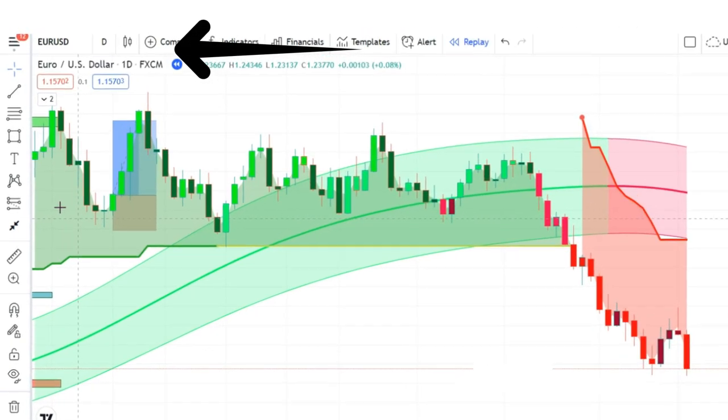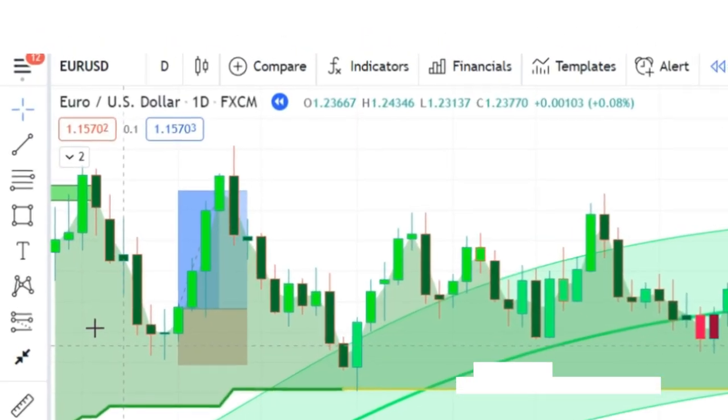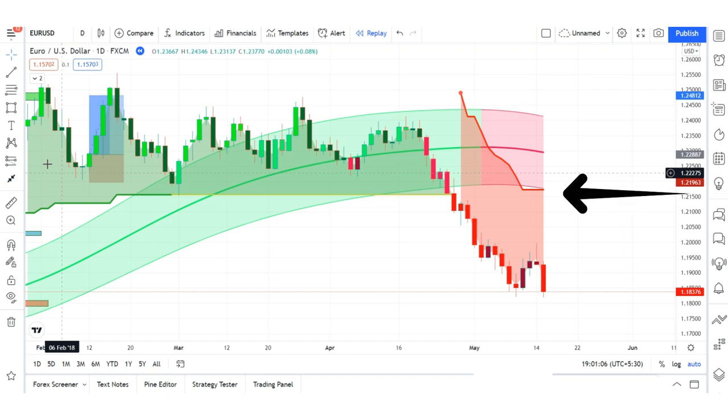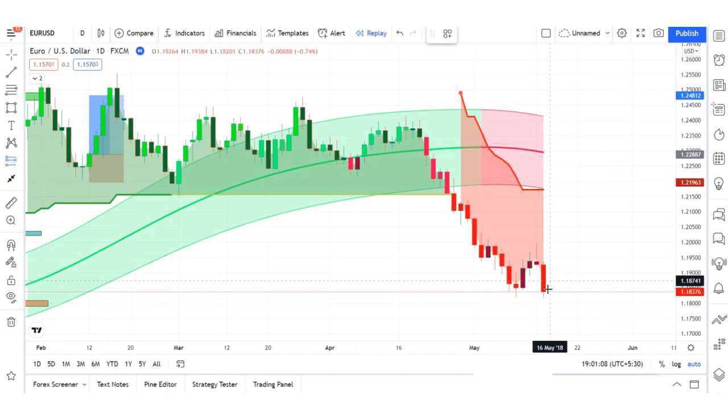First of all, we open a 1-day chart of USD. The Super Trend changes into a downtrend. The Gaussian channel is red in color and also there is a U-turn in the market. So all our conditions are being fulfilled, so we place an order to sell.